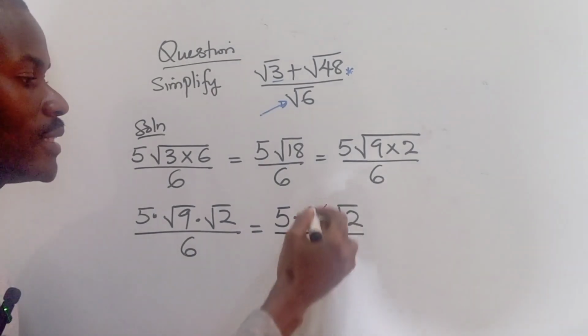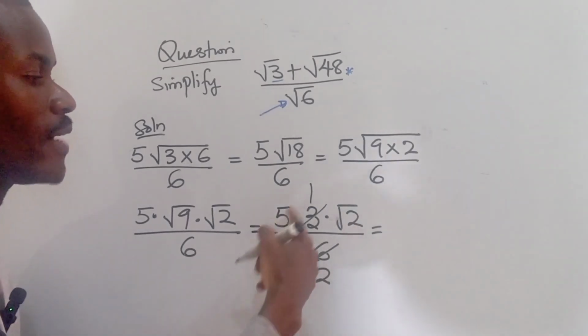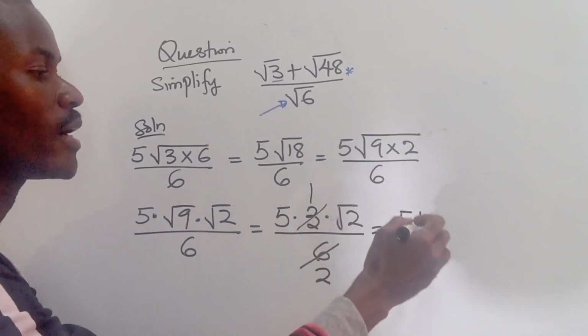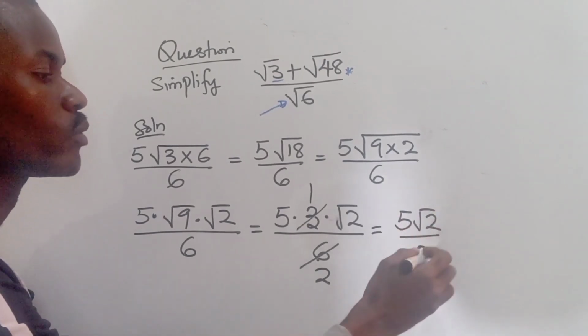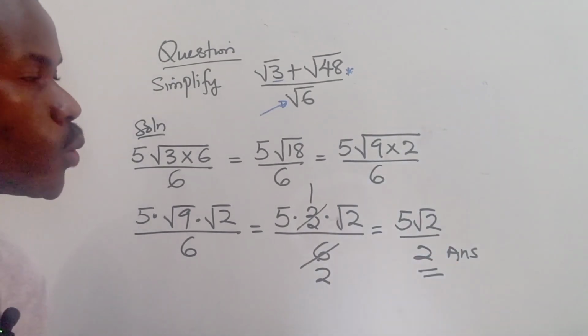The point means multiplication. So now the 3 can cancel out the 6, which is 2 times. So we have 5 times 1 is 5, so we have 5 root 2 divided by 2. So this is our answer to this simplification of surd.